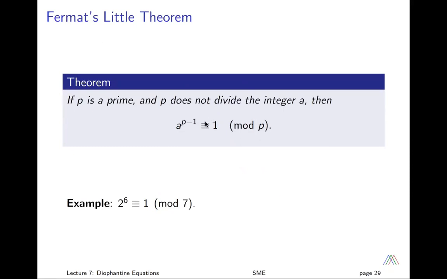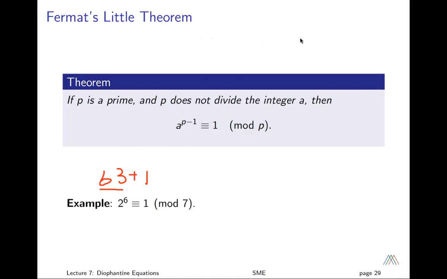An example could be 2 to the 6th, which is 7 minus 1, is equivalent to 1 mod 7. If we check this, 2 to the 6th, by some memorization, I know is 64. And 64, we know is 63 plus 1. Now 63 is a multiple of 7, so this would be equivalent to 1 mod 7.